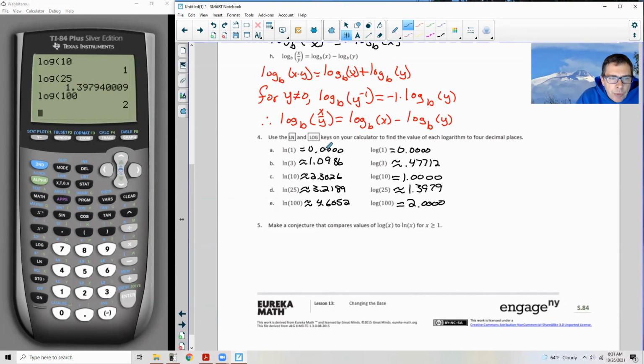Number 5 says, make a conjecture that compares values of log x to natural log of x for x greater than 1. So when x equaled 1, they were both 0. But then when x was greater than 1, we got 1.09, we got 0.47, 2.31, 3.2, 1.3, 4.6, 2. So it appears that for x greater than or equal to 1, log of x is less than the natural log of x. So we would say the log of x is less than or equal to the natural log of x. All righty.